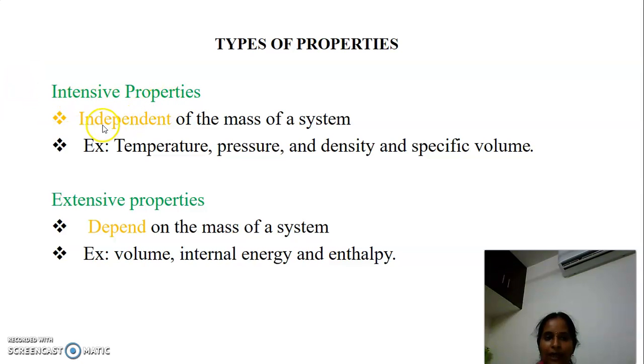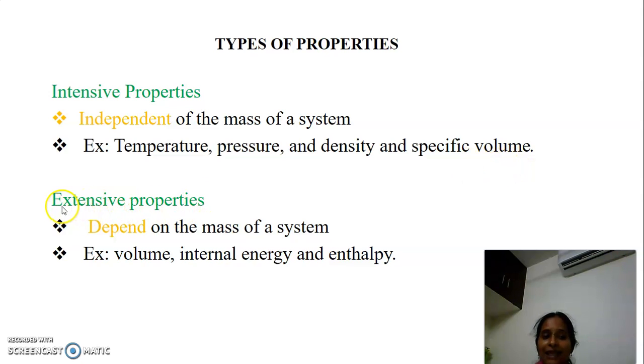Intensive property is independent of the mass of the system. Whether it is 1 kg of water, 2 kg of water, or 1000 kg of water, the temperature you are measuring is the same for any mass of the system. So it is an intensive property. Pressure, density, specific volume, etc.